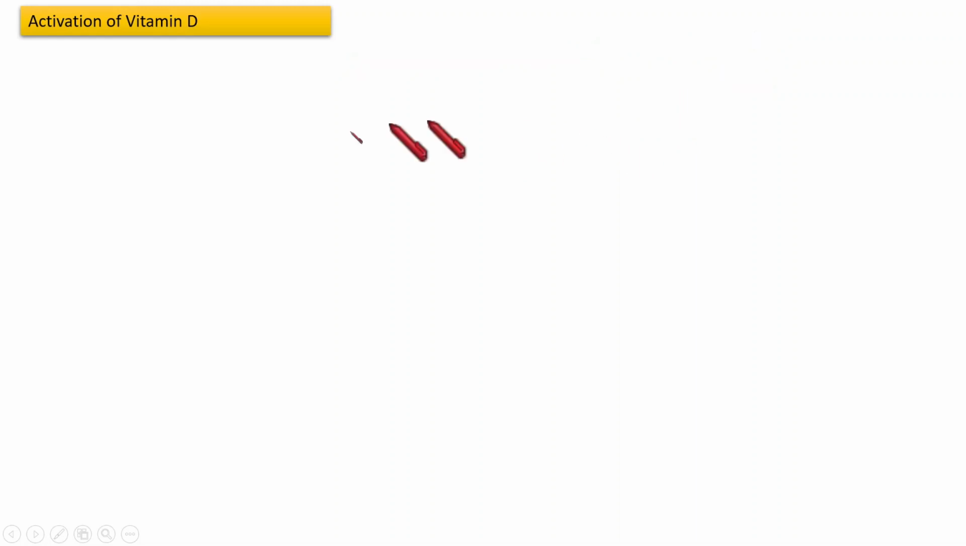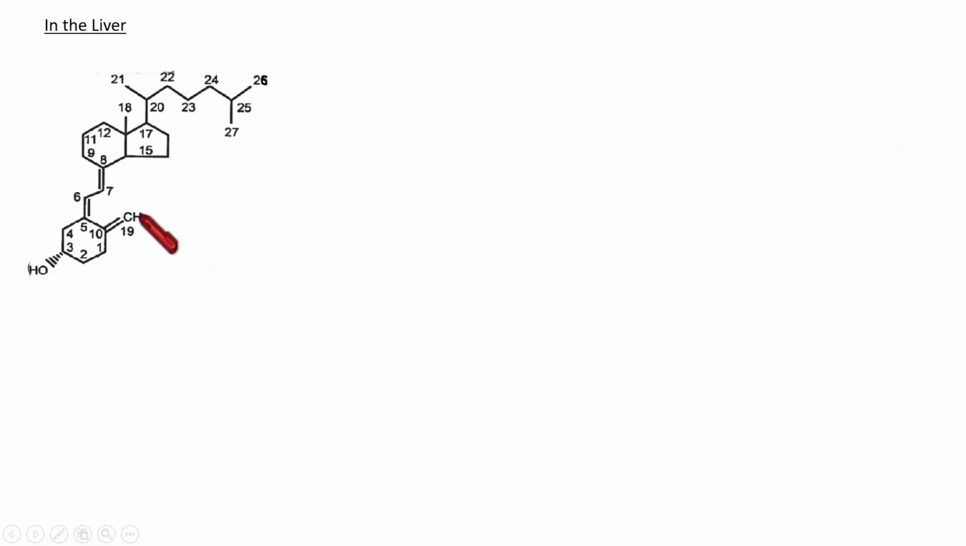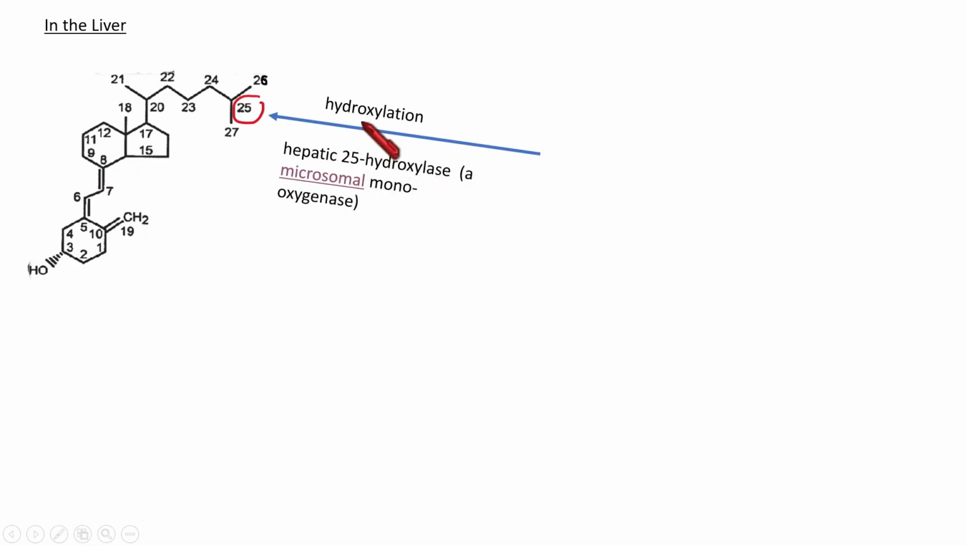Okay, let's start. So vitamin D is a pro-hormone, an inactive hormone. We need to activate it. This is the structure of cholecalciferol. What is happening to this compound? First, it moves to the liver, and inside the liver, this cholecalciferol undergoes hydroxylation at the 25th carbon. Hydroxylation means addition of an OH group. The enzyme helping that hydroxylation process is hepatic 25 hydroxylase.